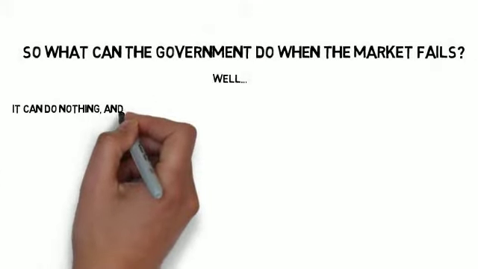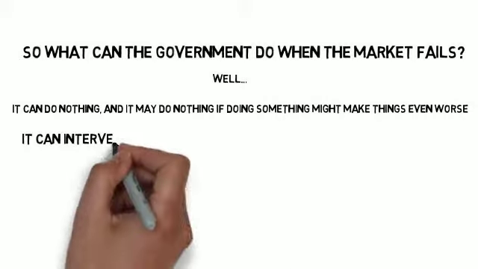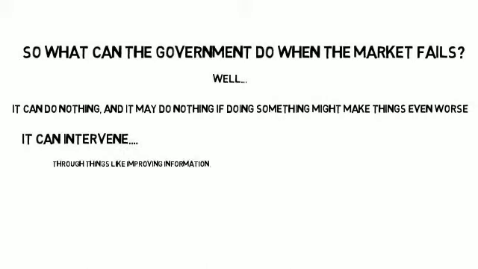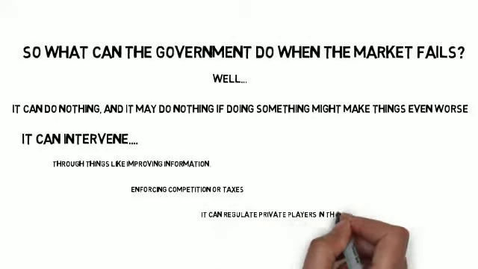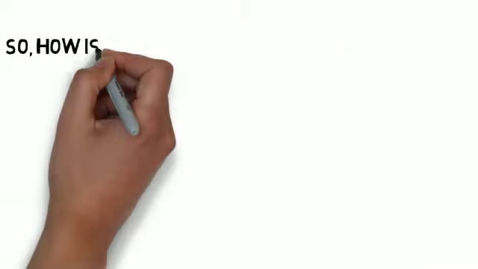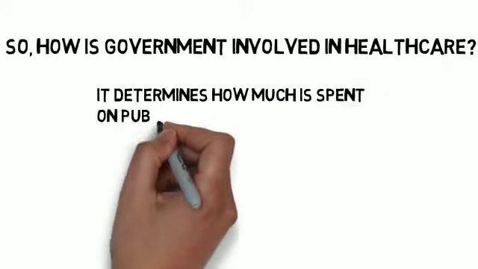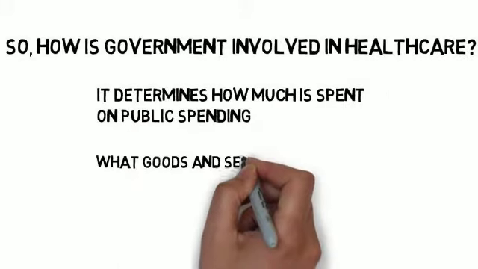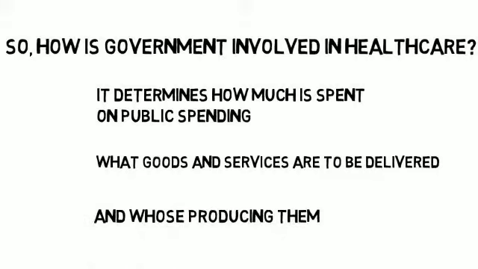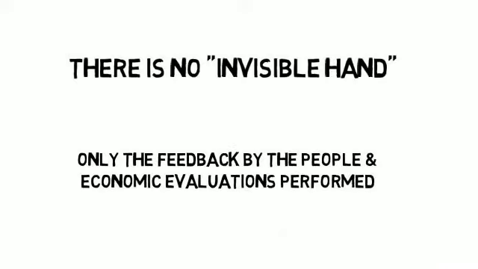Well, it can do nothing, and it may do nothing if doing something might make things even worse. It can intervene through things like improving information, enforcing competition, or taxes. It can regulate private players in the market, and it can provide private market incentives. So, how is the government involved in healthcare? It determines how much is spent on public spending, what goods and services are to be delivered, and who's producing them. There is no invisible hand, only the feedback by the people and economic evaluations performed.